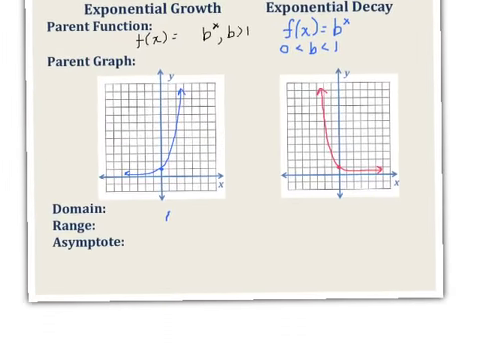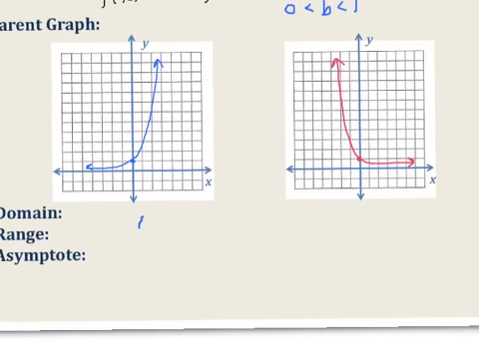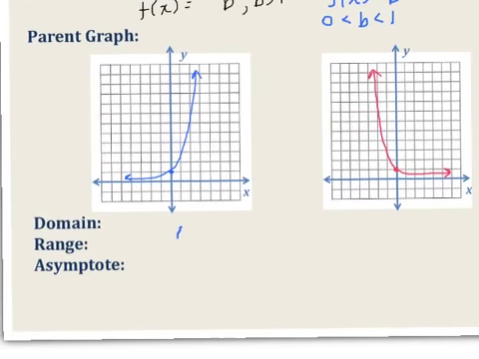Okay. Now, looking at the graphs, you can see what the domain and range are, and they're going to be the same for both of the graphs. The domain for this graph is going to be all real numbers. It's all the values of x. There's nothing restricting it. And the range does not go below the x-axis, so y is greater than 0.